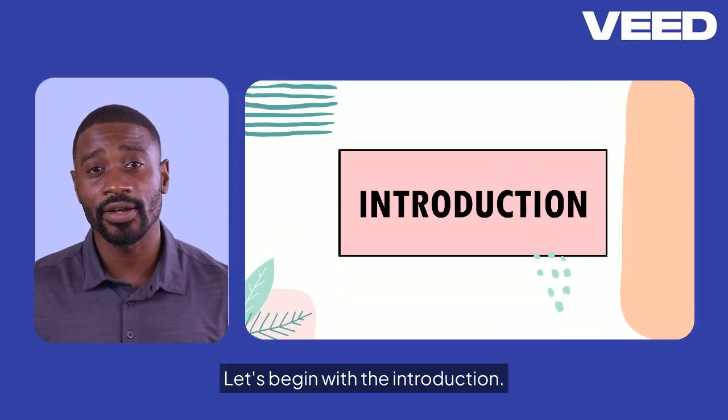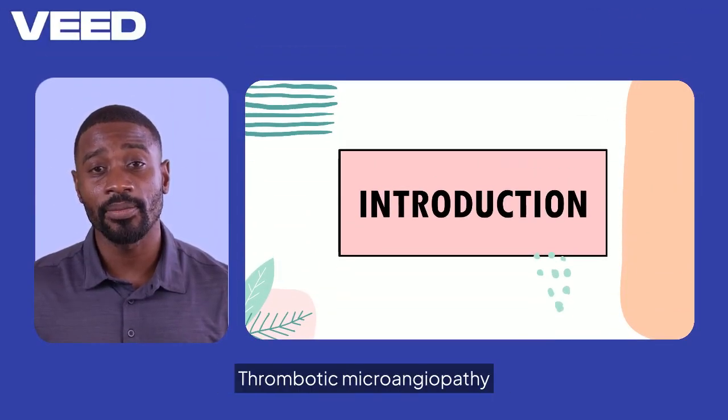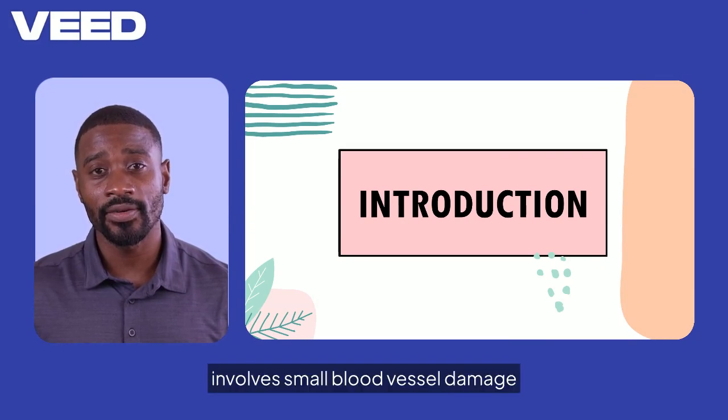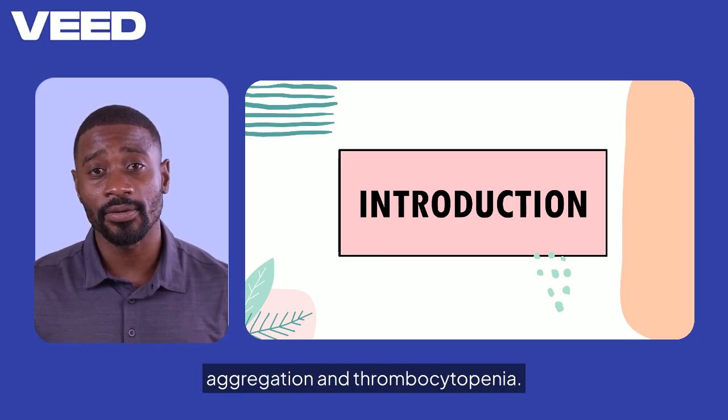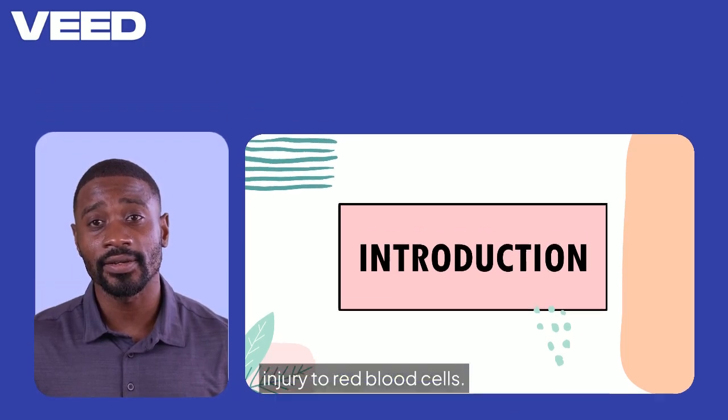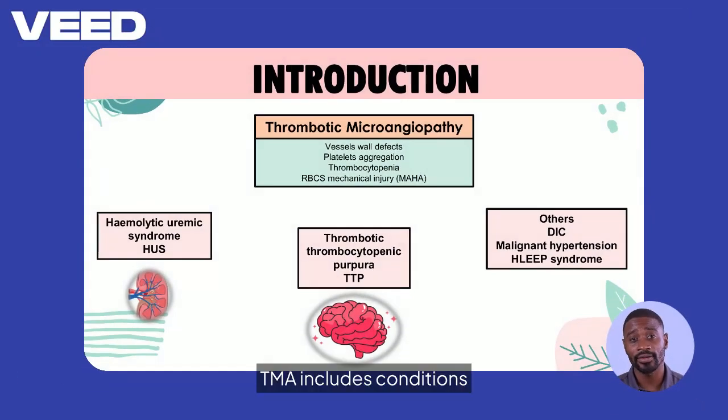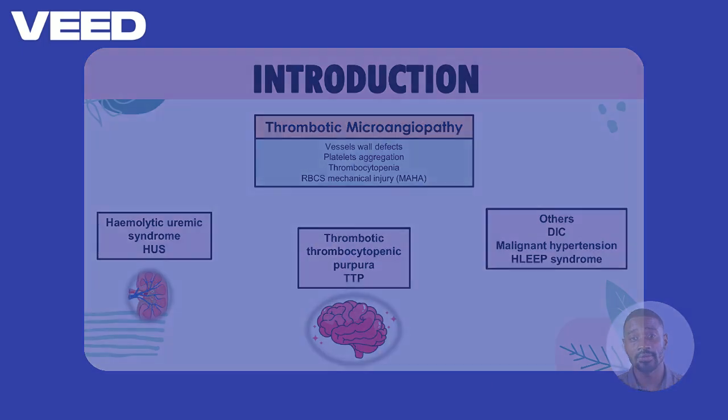Let's begin with the introduction. Thrombotic microangiopathy, TMA, involves small blood vessel damage leading to platelet aggregation and thrombocytopenia. This can result in mechanical injury to red blood cells. TMA includes conditions like hemolytic uremic syndrome, HUS, and thrombotic thrombocytopenic purpura, TTP. Other related conditions include disseminated intravascular coagulation, DIC, and malignant hypertension.